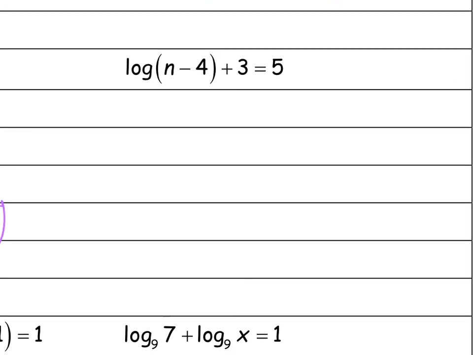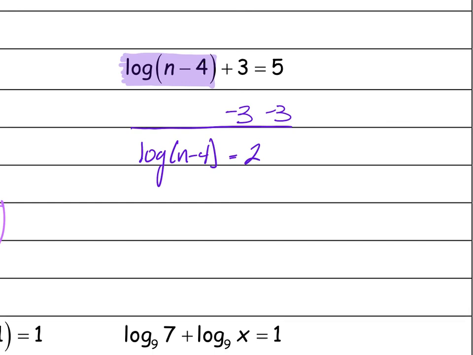Okay. So again, what I'm going to do is highlight the part that I want to keep, which for me is this part right here, the log and anything in the parenthesis. Okay, so this is the part I want to keep. Awesome. And so how do I get rid of the 3? Well, I'm going to subtract 3 from both sides. Okay, so I've got log of n minus 4 equals 2.